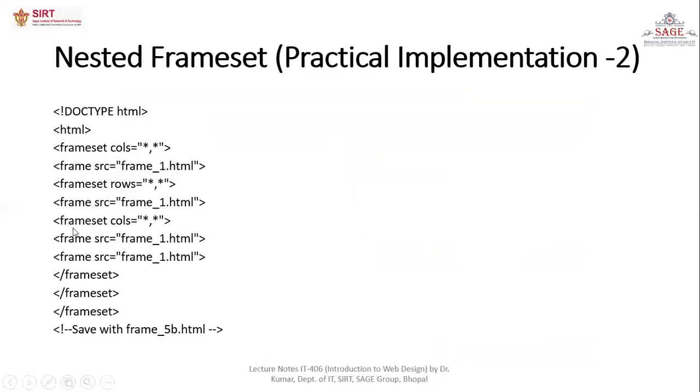So here I put the frameset cols="*,*". The second row is divided into two columns, and inside the first column I display the content of frame_one.html, and then in the second column I display the content of frame_one.html with the help of the frame src. Now I close this frameset of the columns. Now again, I also close the frameset, that is the rows, and here I also close the main frameset. So this is the result.